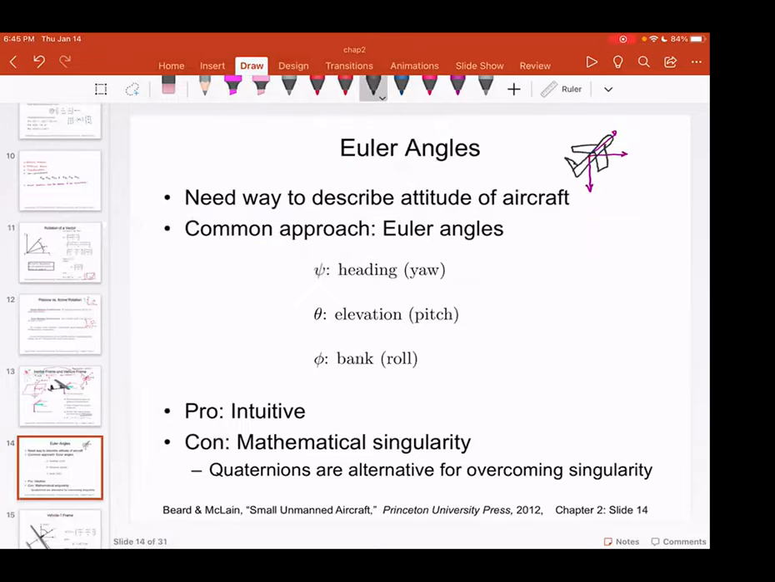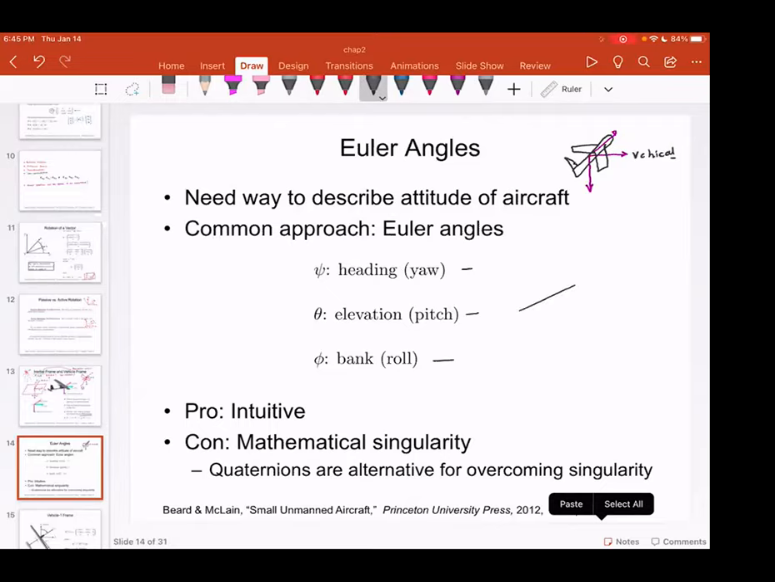So the aircraft is pointed in some three-dimensional orientation around the vehicle frame. So how do we transfer this vehicle frame to the actual orientation of the aircraft? That is done by three angles. One is yaw, the second one is pitch, and the third one is bank or roll. So what does that mean?